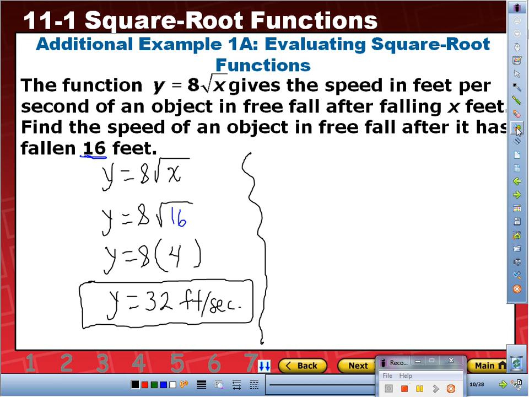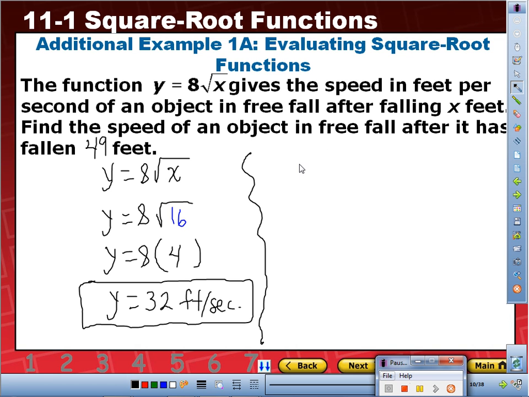Here it goes. All I'm going to do is switch a value. Everybody look up. I'm going to switch this value. So instead of 16, I'm going to make that 49. Find me the speed of an object in free fall after it has fallen 49 feet. And it's the same function. Go.